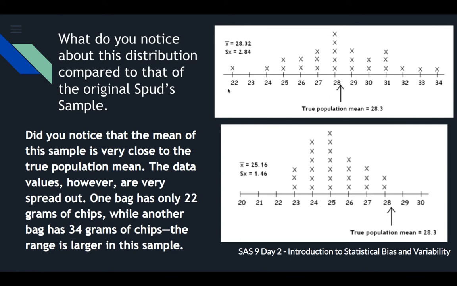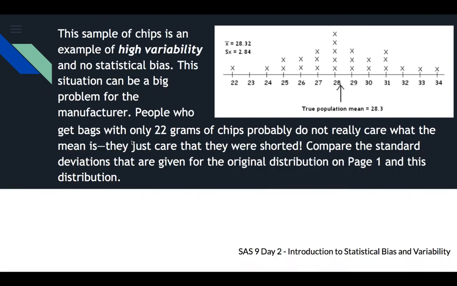One bag has only 22 grams of chips, while another bag has 34. So this is a much larger range in this sample. The sample of chips has an example of high variability and no statistical bias. The situation can be a big problem for the manufacturer. People who get bags of only 22 grams of chips probably don't really care what the average of the chips is. They just care that they were shorted about what?